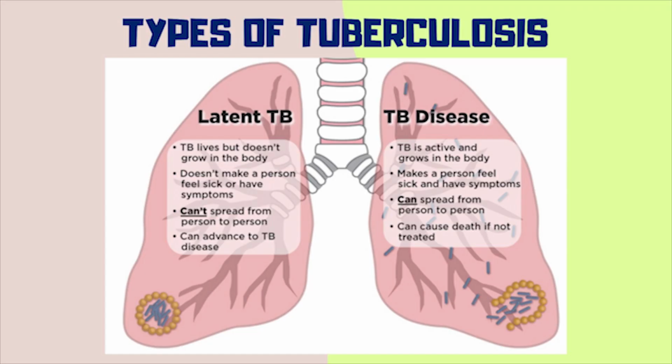So what are the types of tuberculosis? So we have latent TB and the TB disease or the active TB. So with latent TB, the bacteria do not grow inside the body. If our immune system is strong, there's a tendency that the TB will not become active. So you will not get sick, you will not experience any signs and symptoms, and it will not spread to other people, because your body was able to control the bacteria inside your lungs. And then if your immune system weakens, there's a tendency that it will progress to active TB.